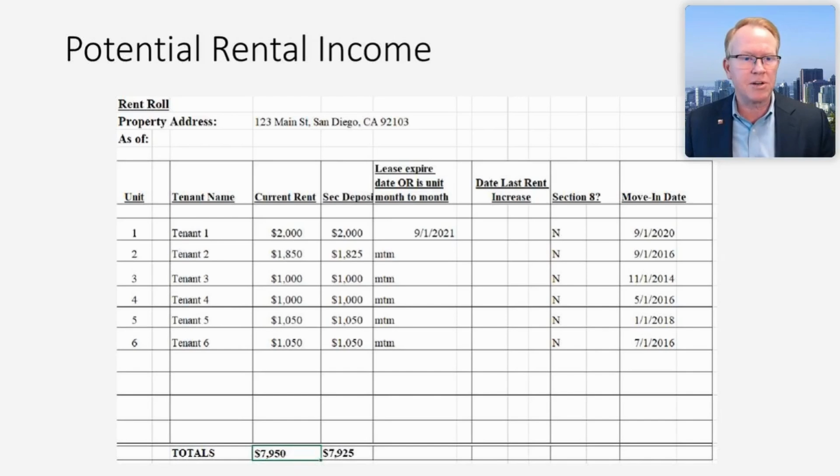As you can see here, we have tenants 1 through 6, or units 1 through 6, and they're all paying something different. Tenant 1 is paying $2,000. Tenant 2 is paying $1,850, all the way down for a monthly income at the bottom of $7,950, which would be your potential rental income on a monthly basis.